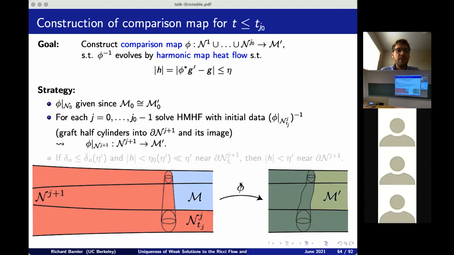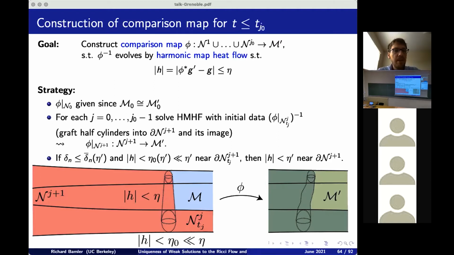And so essentially what we get is the following result here. We get that if the precision of the necks near the boundary, which is called delta n, so the precision of the strong, so we know that in this region the flow looks cylindrical to degree delta n, is smaller than some constant eta prime, and if H is bounded by some other constant, maybe much smaller than eta prime, somehow near this boundary at time tj, so maybe in this region.